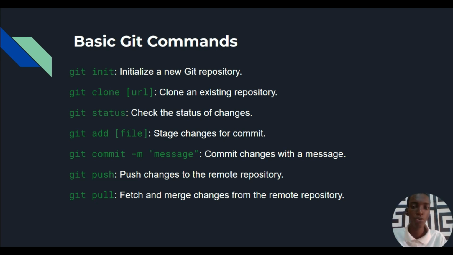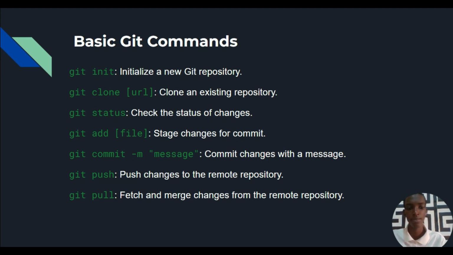Now, when you say git clone, the next thing you add to it is the URL. This is to clone an existing repository. When you say git status, it's used to check the status of changes. When you say git add, then the file you want to add, this stages changes for a certain commit. Git commit is to commit changes with a message. For git push, this pushes the changes to the remote repository, and when we say git pull, it fetches and merges changes from the remote repository.